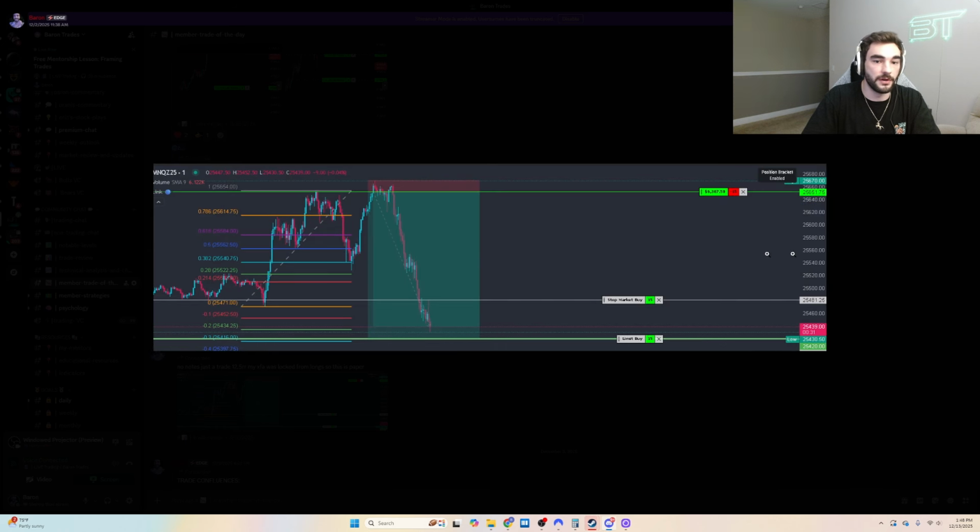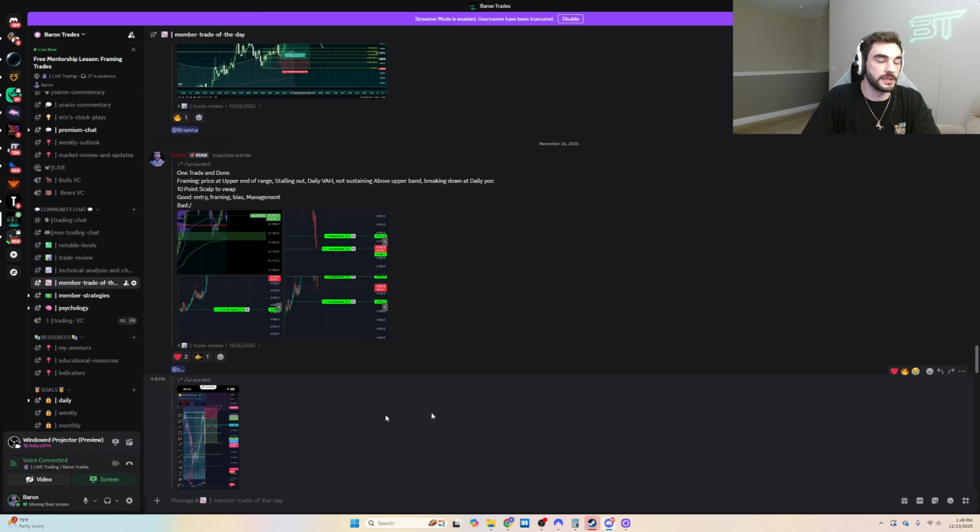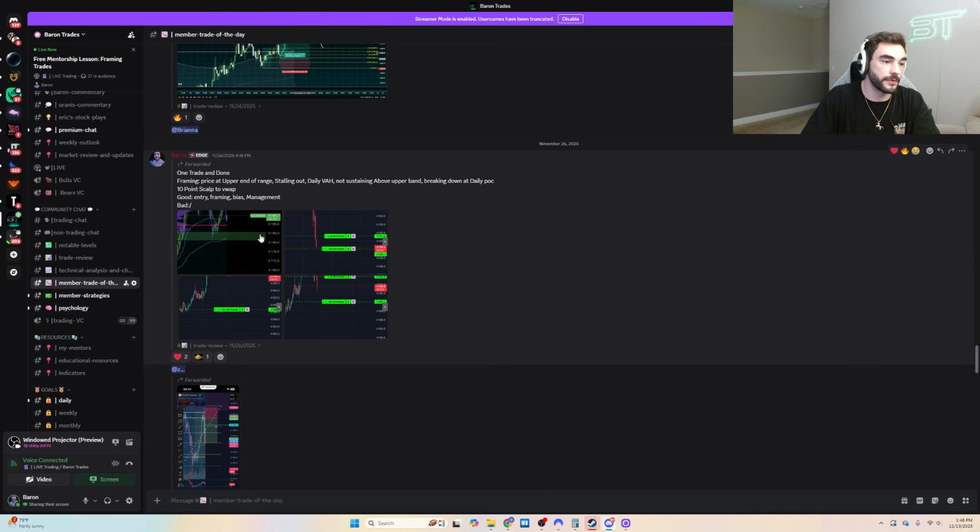ESIPT over here, no notes on this. He took a great 15 to 1 or 12 to 1 RR trade. I know his context is good. He didn't put any framing there. Zeke always has pretty good framing. Framing price at upper end of range.